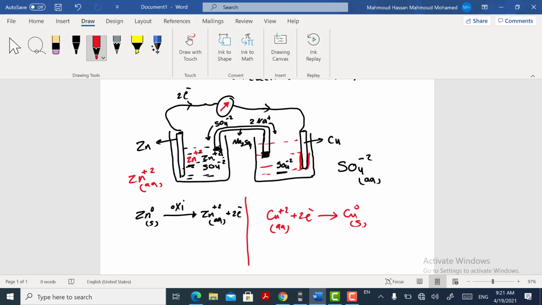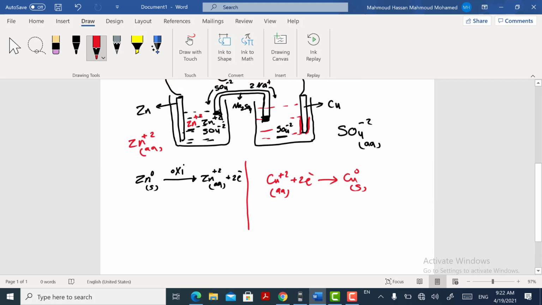In the exam, you will find that you are asked to establish the cell and write the anodic reaction, anode, and cathode reaction. We will find the anode is the negative electrode, since it produces the electric current, with two electrons leaving from the oxidation process, and the cathode will be the positive electrode.